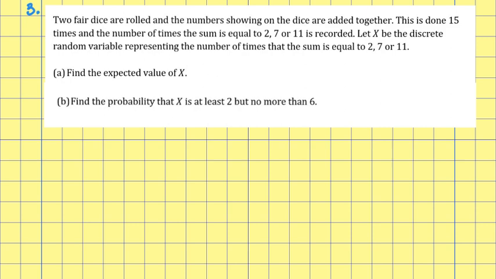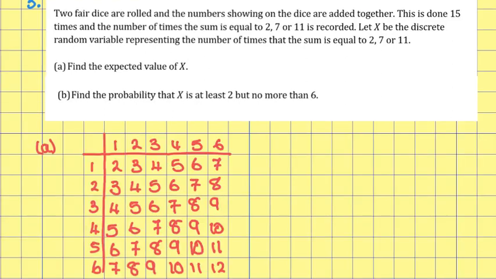So for A, to find the expected value, first we need to find the probability of getting 2, 7 and 11. And in order to do this, I'm going to draw a sample space for the 2 dice. Using the probability sample space, the probability of getting a sum of 2, 7 or 11 is equal to 9 out of 36, which is equal to a quarter.